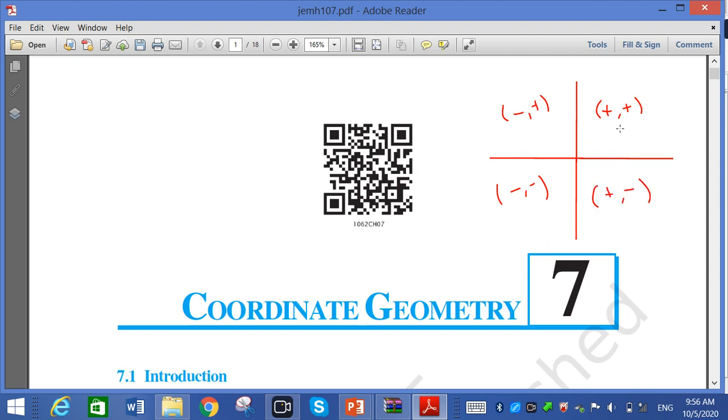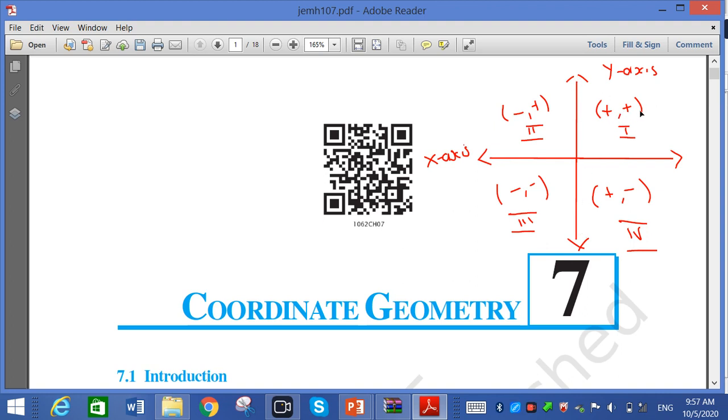So these are all the quadrants: first quadrant, second quadrant, third quadrant and fourth quadrant. So we have 4 quadrants, x axis and y axis. Horizontally it is the x axis, and vertically it is the y axis.